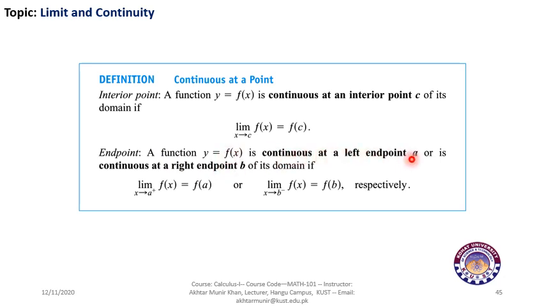So the continuity of the function at an endpoint states that a function is continuous at a left endpoint a, or at a right endpoint b of its domain, if the limit as x approaches a from the right of f of x equals f of a, or the limit as x approaches b from the left of f of x equals f of b, respectively. Now we see what we mean by these definitions.